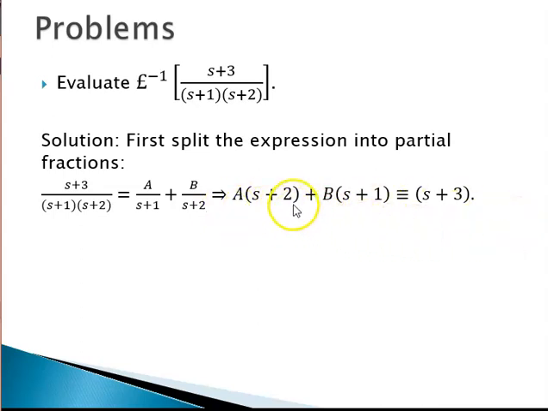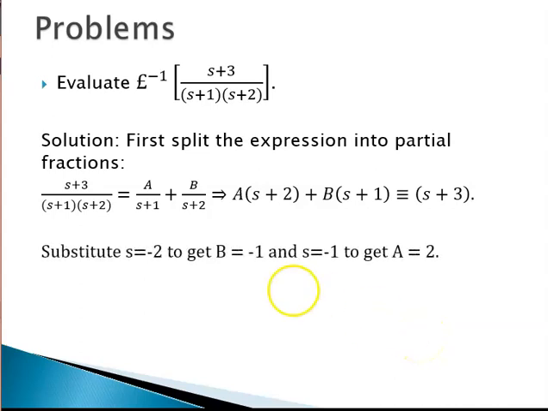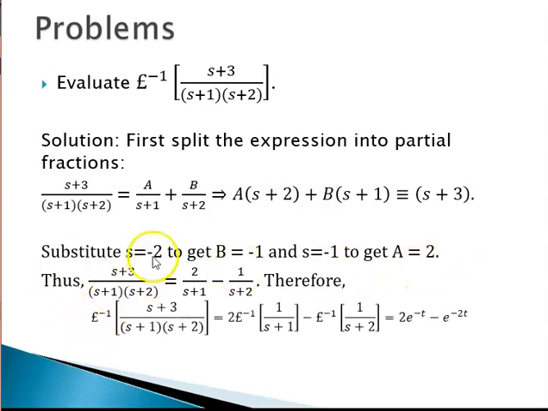You can see that you can substitute s is equal to minus 2, so this term goes off. Then you get the value of b. Substitute s is equal to minus 1. This term s plus 1 becomes 0 and this term becomes 0. So you get the value of a. We do that very quickly here. Substitute s is equal to minus 2 to get b is equal to minus 1. s is equal to minus 1 to get a is equal to 2. Thus we have s plus 3 over s plus 1 into s plus 2 is 2 over s plus 1 minus 1 over s plus 2.